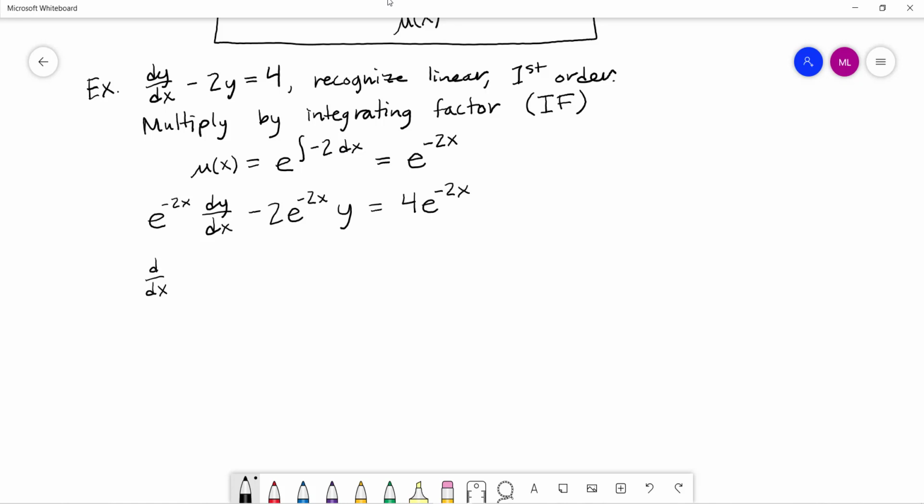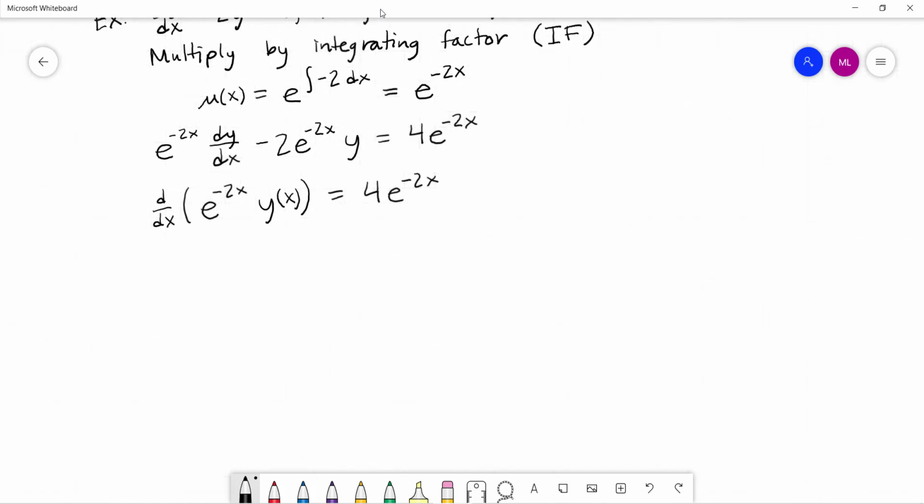This should look like d dx of e to the -2x, our mu, times y, where it's presumed that y is a function of x. And that's equal to 4e to the -2x. So normally we don't need to do this. This isn't a required step, but let's just check and verify that indeed when I take this derivative and do product rule, I do indeed get back what I have sitting right here. So this is just a verification step that you don't normally have to do, but it's a good sanity check.